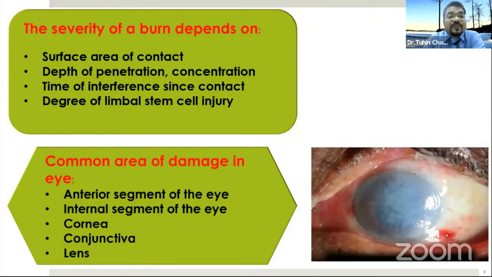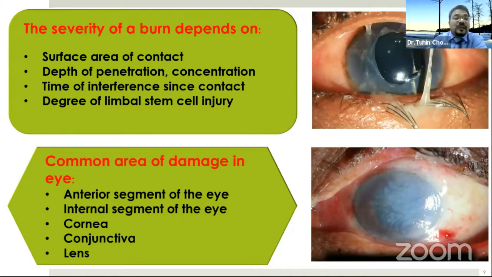Then we should assess the severity of the burn, and that depends on the surface area of contact, depth of penetration, concentration, time since contact, and degree of limbal stem cell injury. Usually the common areas of damage are the anterior segment of the eye, cornea, conjunctiva, and the lens.